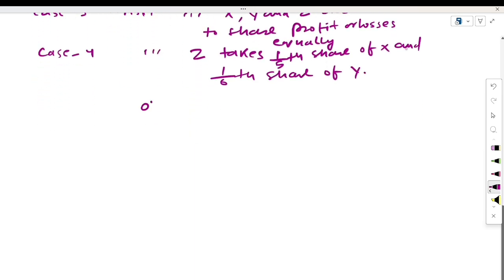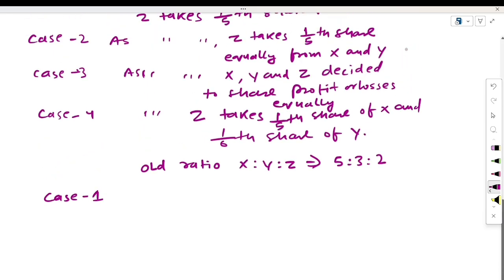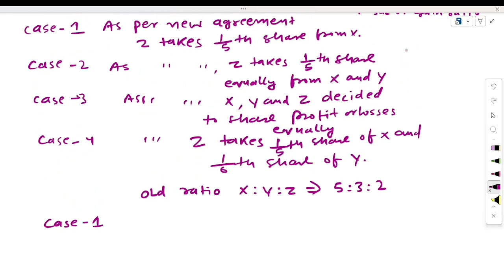First of all, the old ratio of X, Y and Z is given as 5:3:2. Now we will take case 1. What is it telling here? As per the new agreement, Z takes 1 by 5th share from X. It means Z will take 1 by 5th share from X, not from any other partner.